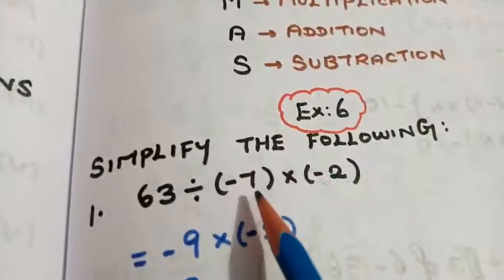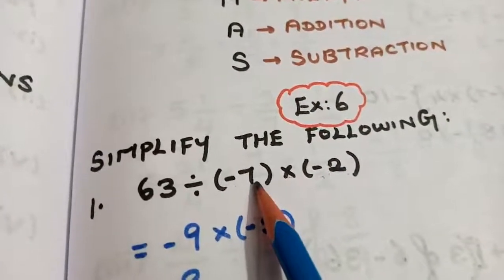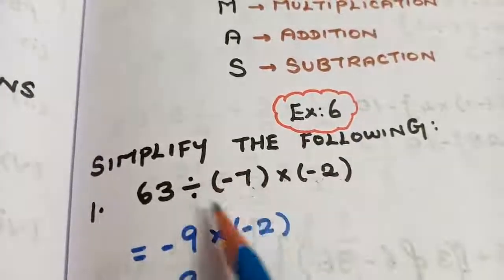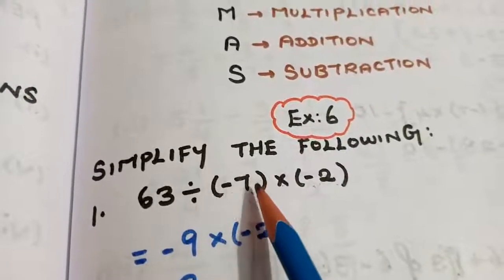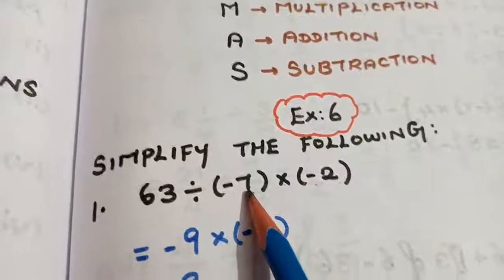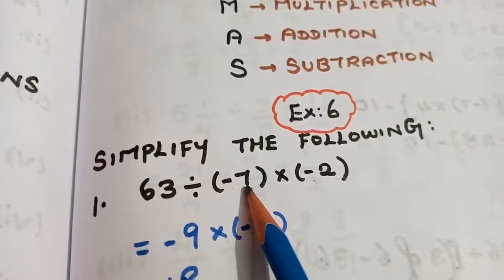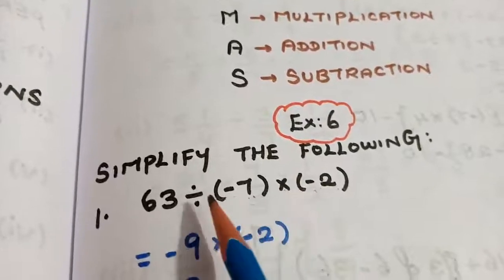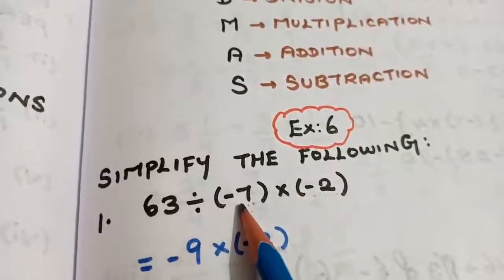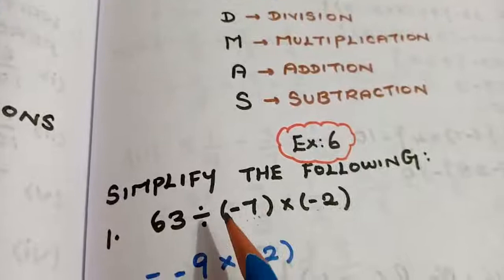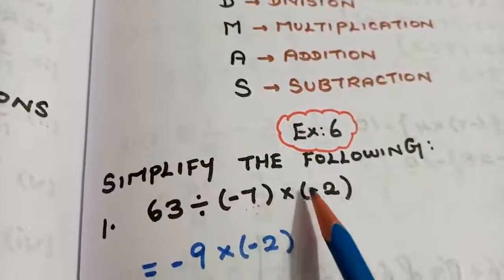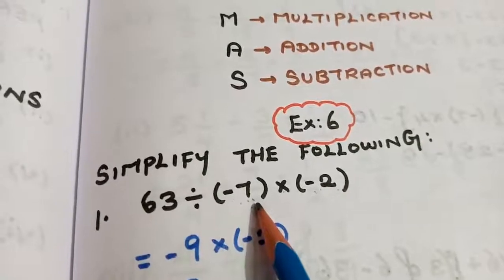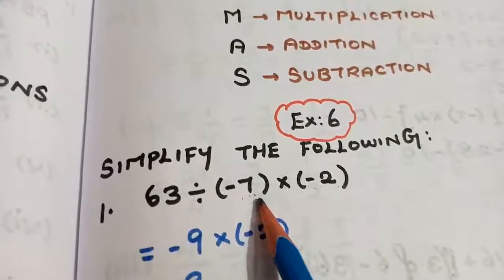But the concept here is, if inside the bracket you have only one value, we are not going to consider the bracket. If you have one value, we do not give importance to the bracket. We give importance only to the operation: division, multiplication and subtraction. So we are not going to look at the bracket here, students. For a negative sign only, if you have one term, we do not give importance to the bracket.